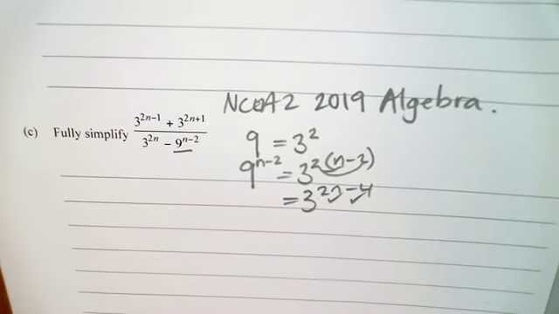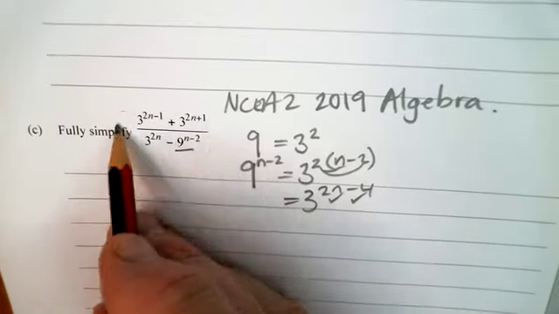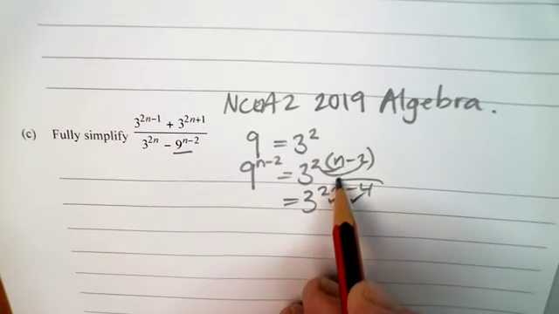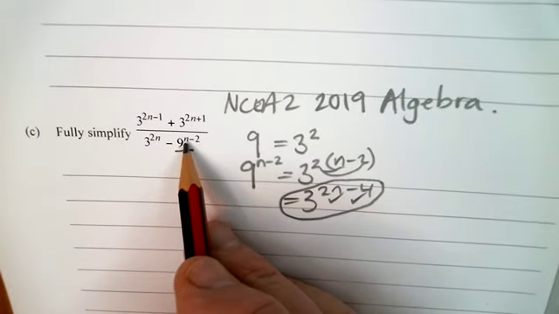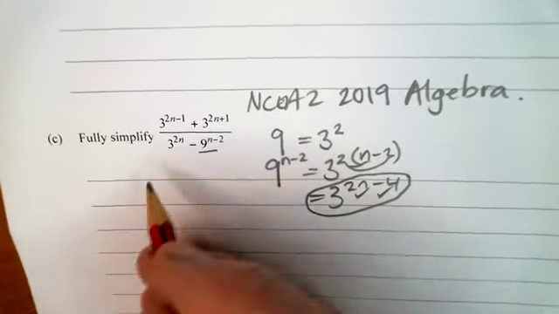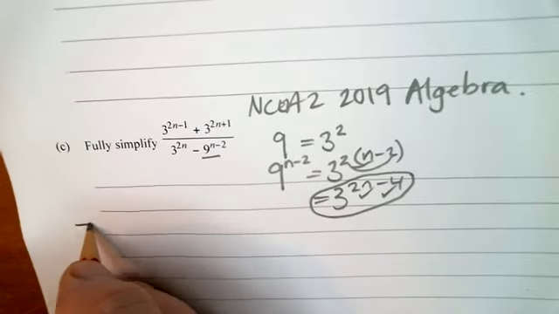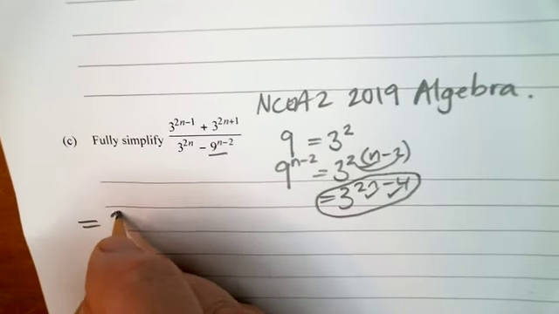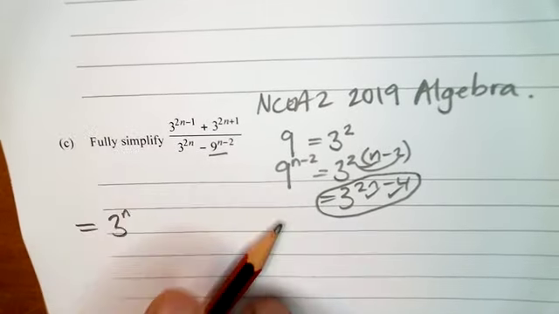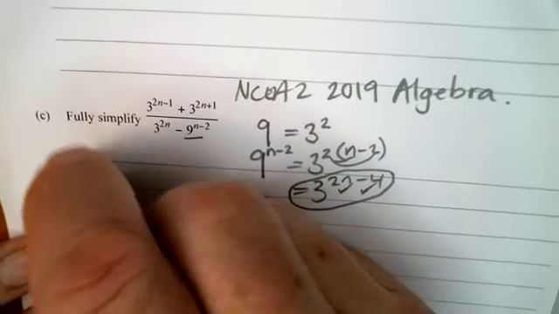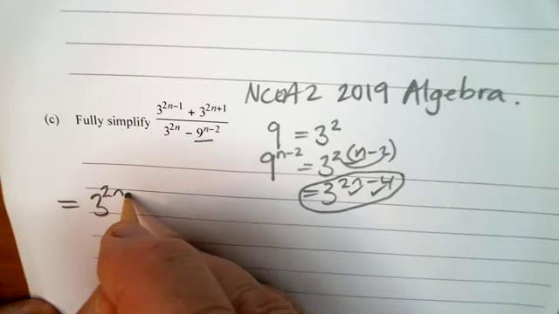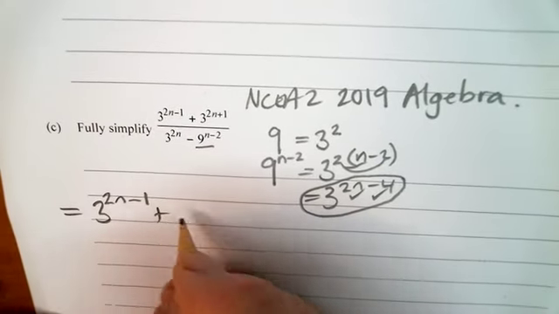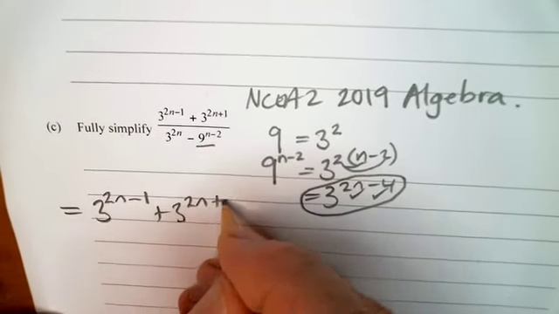So nice and straightforward. And so what we're going to do is restate this problem, but substitute this expression for 9 to the n minus 2. So let's do that now. So here is the equation: 3 to the 2n minus 1 plus 3 to the 2n plus 1.